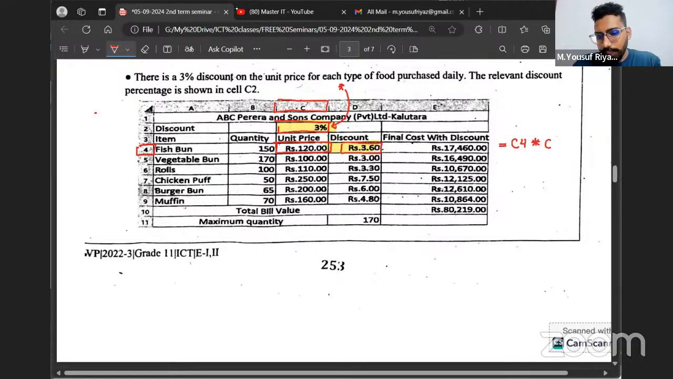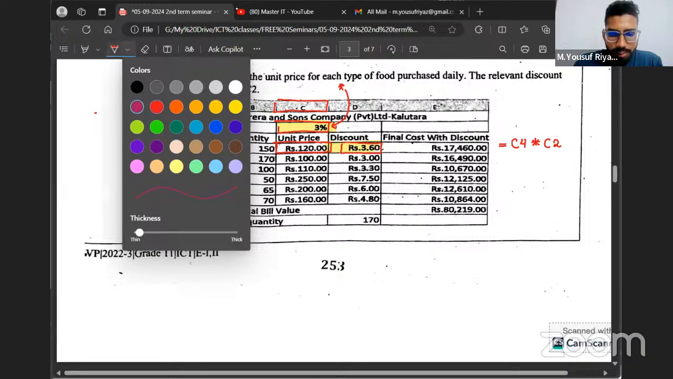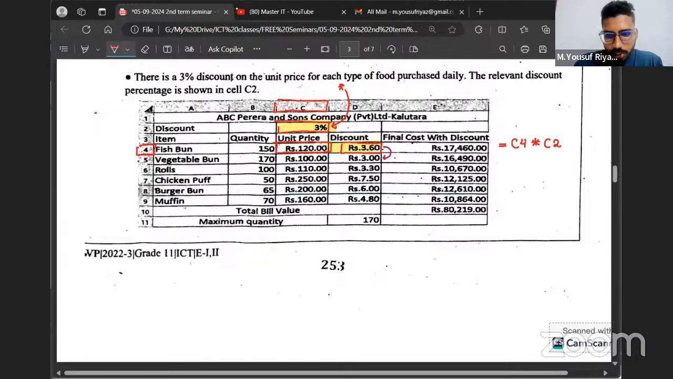Now, if I multiply C4 into C2, I'll be getting the answer 3.60. But there is a small issue. The issue is, if I copy this formula from this cell to this cell, or this cell, or this cell, there is a small problem that can happen.